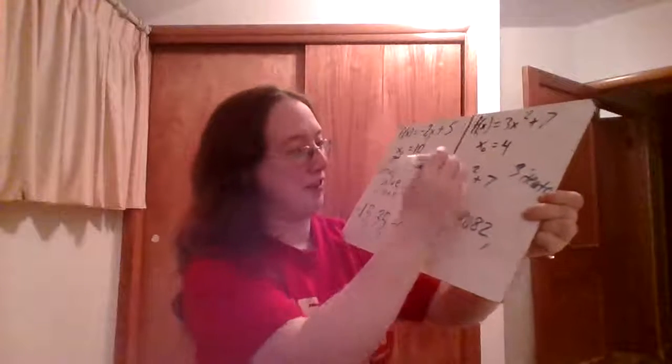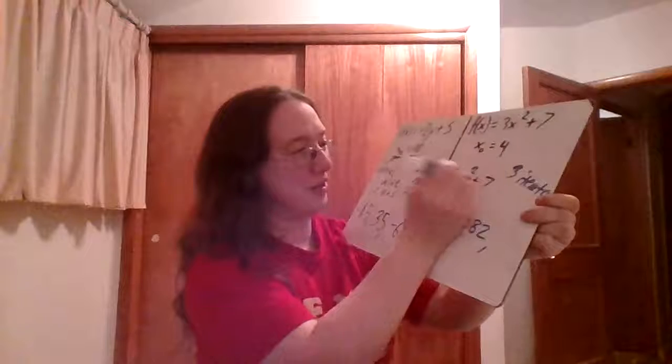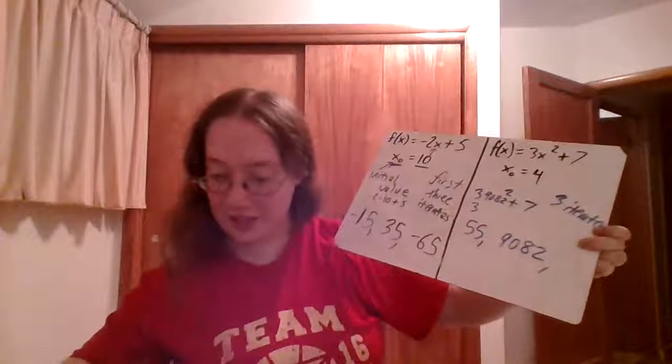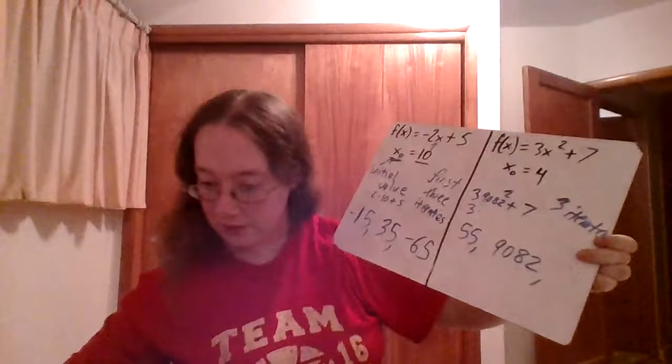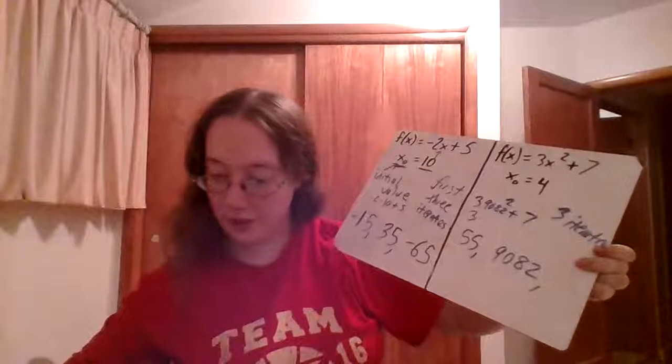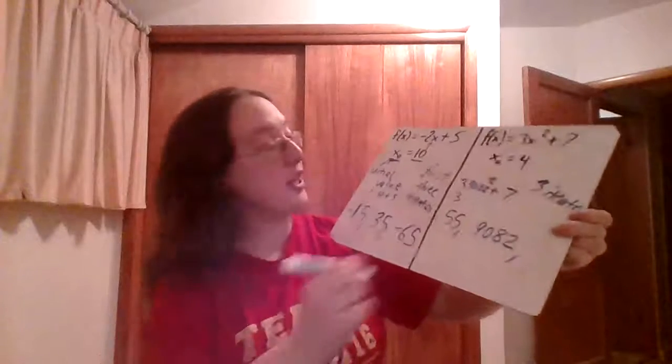Because now we're taking 3 times 9,082 squared. So we're taking 3 times 9,082. Oops. 9,082 squared gives you a really big number.